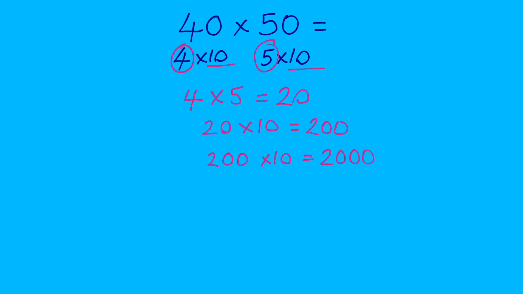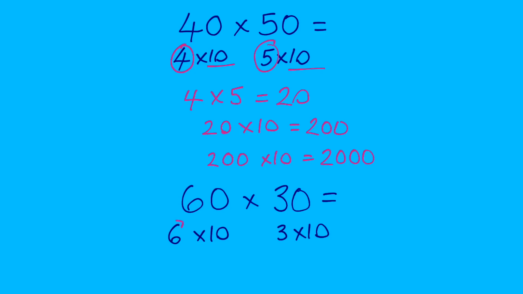Let's try another one. Let's do 60 times 30. So I'm going to think to myself, well, 60 is the same as 6 times 10, and 30 is the same as 3 times 10. So let's break it down. I can do the 6 times the 3, which is 18. Then I can times that by 10, which is 180. And then I can times that by 10, which makes 1,800. So 60 times 30 is 1,800.